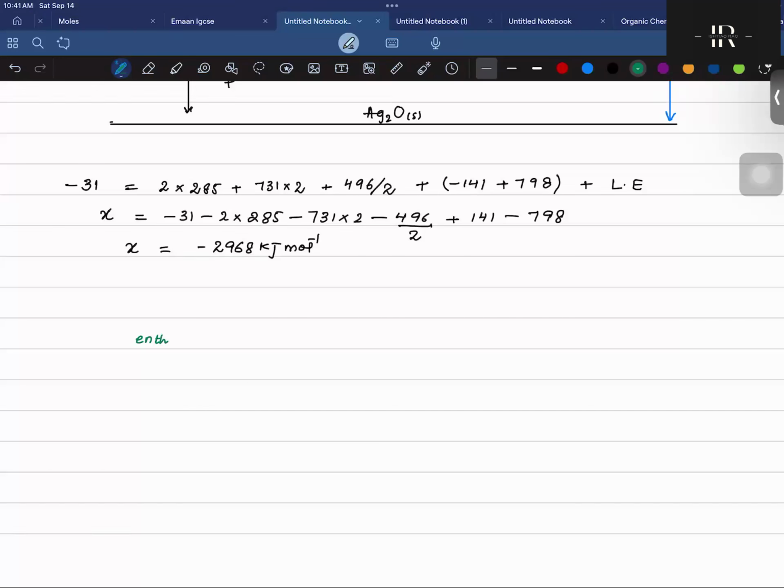Enthalpy change when 1 mole of gaseous atom gains 1 mole of electron, and obviously after gaining 1 mole of electron, it would be having -1 charge. But that's it. This is of 2 marks.